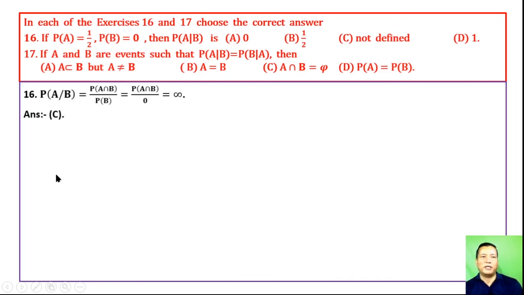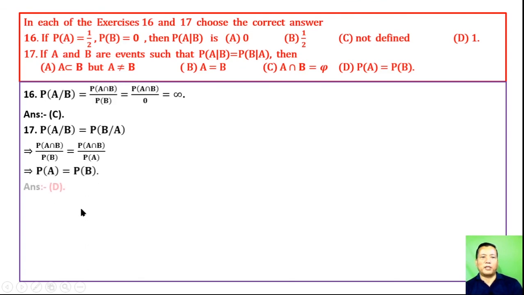Number 17: if A and B are events such that P of A given B is equal to P of B given A, then let us try it. This means P of A equals P of B, so the correct option is D.